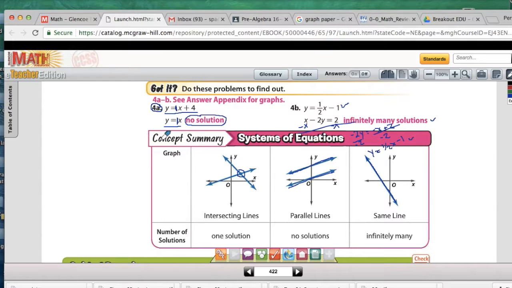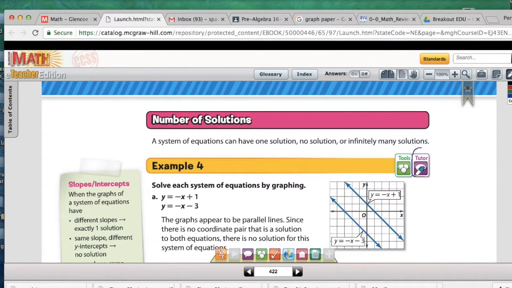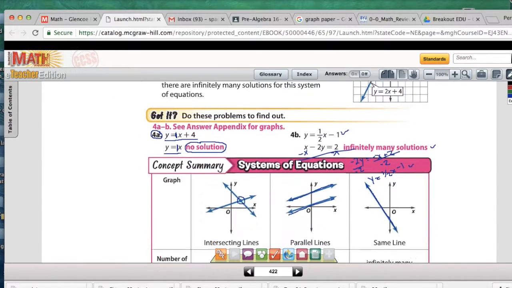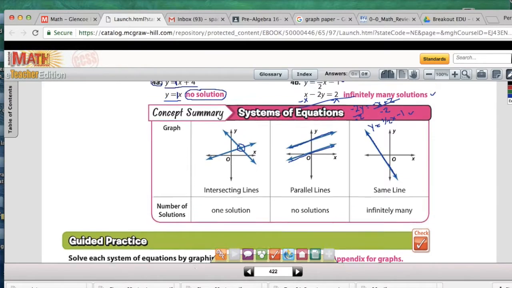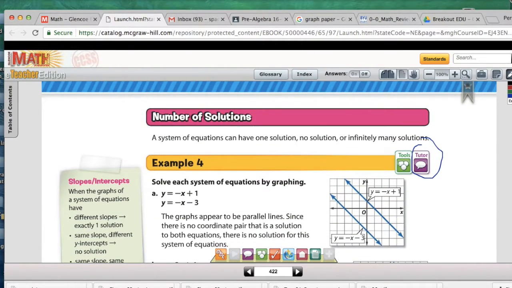Key concept here on this chart, and we will go over it when we meet together in person, but just make sure that if you need any extra help, you check out the video tutors, and also Khan Academy will probably have lots of different videos for you if you type in solve by graphing. And then of course you can always request a Google Hangout with me if you need some extra help.